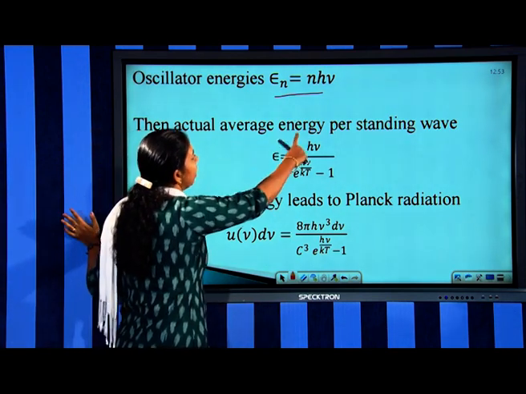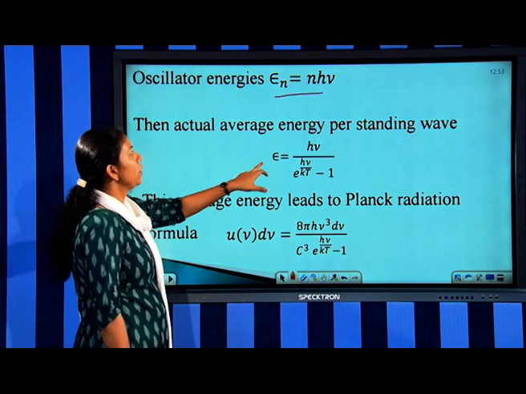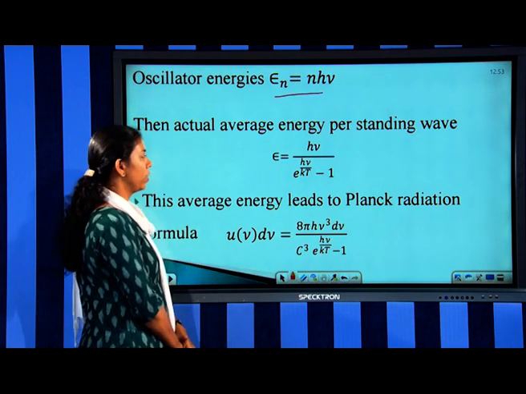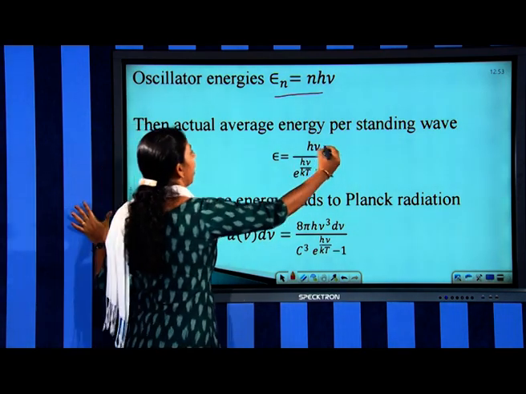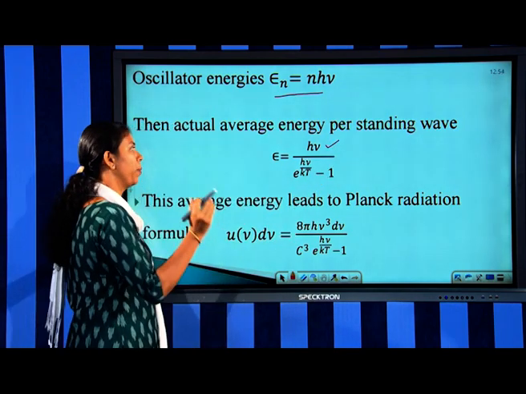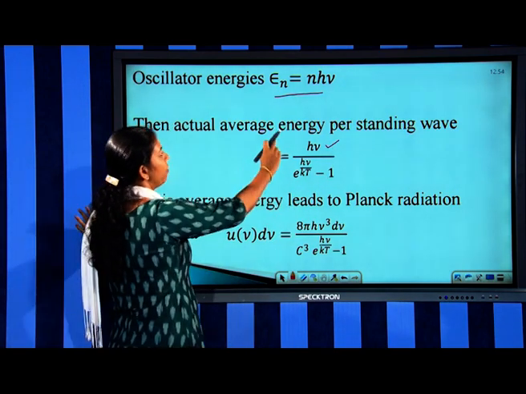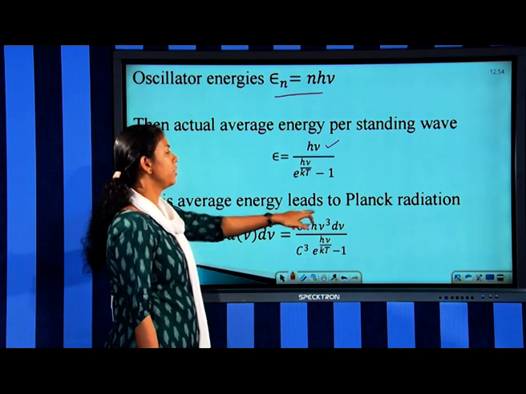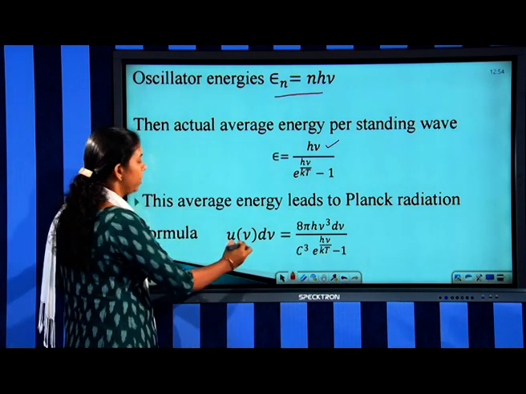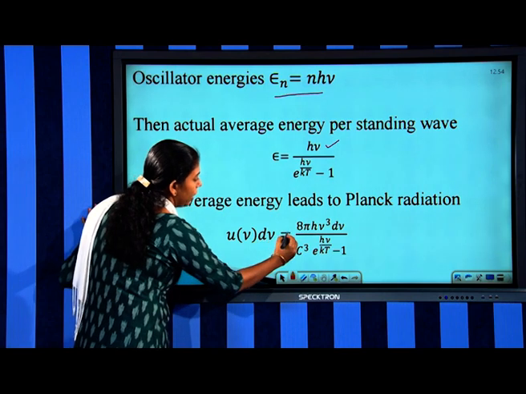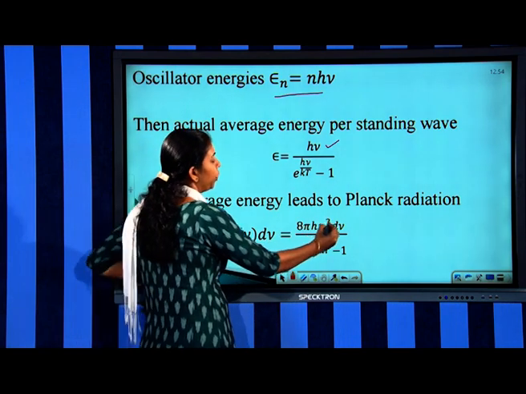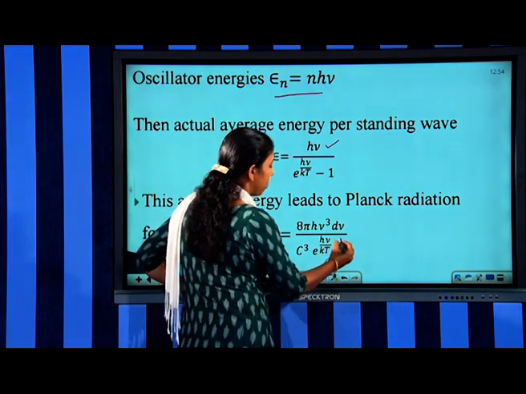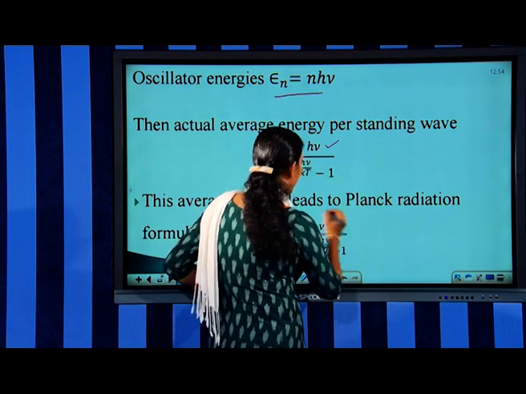Then the actual average energy per standing wave, epsilon, is given as h nu divided by e raised to h nu by kT minus 1. So, instead of kT, here comes h nu divided by e raised to h nu by kT minus 1 as the actual average energy per standing wave. This average energy leads to the Planck radiation formula, and it is given as u of nu d nu is equal to 8 pi h nu cubed d nu divided by c cubed into e raised to h nu by kT minus 1. That is actually the Planck radiation formula.